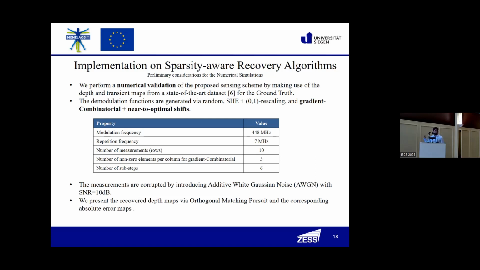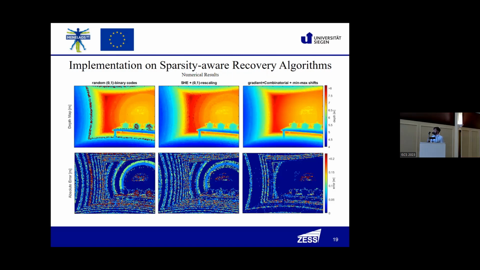I generate the measurements and apply additive white Gaussian noise with a signal-to-noise ratio of 10 decibels. I use OMP, a greedy algorithm, and those are basically the results. In the first row is the depth map. You can see that there are systematic errors at a certain distance in the random matrix. We also have some error in the Hadamard derived matrix, and the errors reduce a lot when we apply our approach.